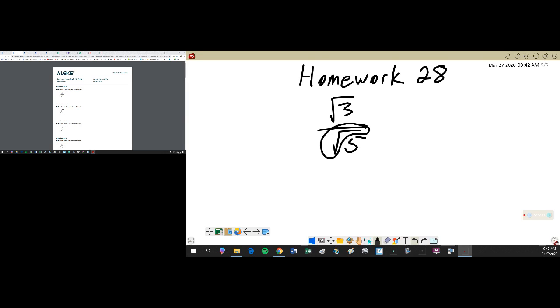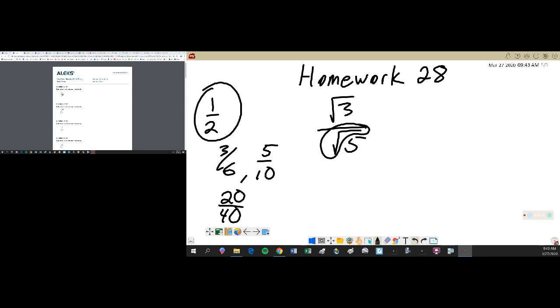The reasons for that might not seem apparent at first, but it's kind of like simplifying fractions. How many different ways are there to write 1/2? Well, one person might write 3 over 6. I might write 5 over 10. Somebody else might say 20 over 40. And all of these fractions are equivalent, but this one is reduced as far as it will go.